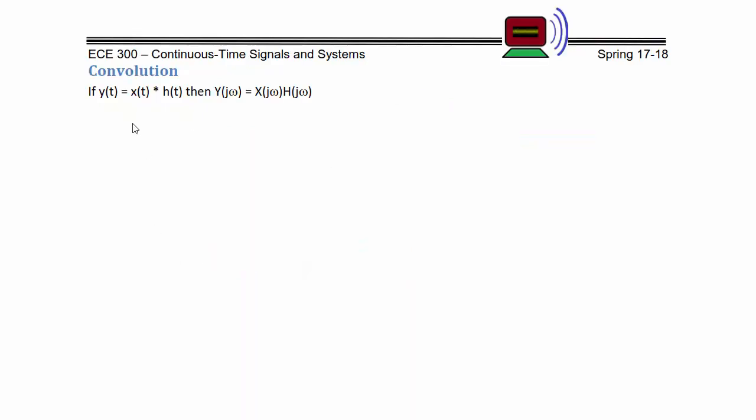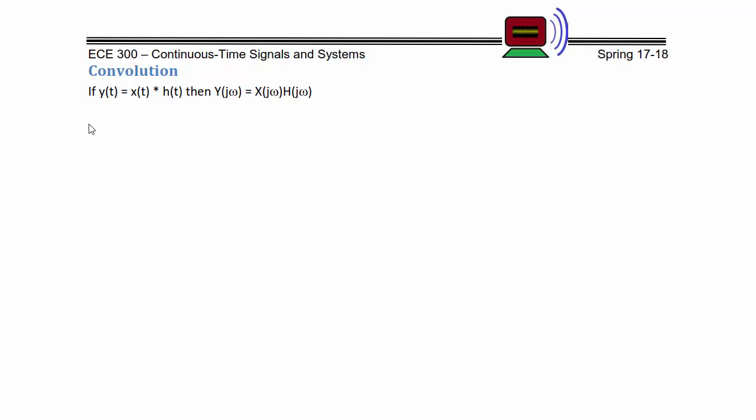Our final property for today's lecture will be convolution. The convolution property states that if y of t is equal to x of t convolved with h of t, then Y of j omega is equal to X of j omega times H of j omega. Once again, this seems familiar from the time domain for Laplace transforms, where y of t equal to x of t convolved with h of t was equal to Y of s equal to X of s times H of s, where H of j omega was the frequency response and H of s is the transfer function.